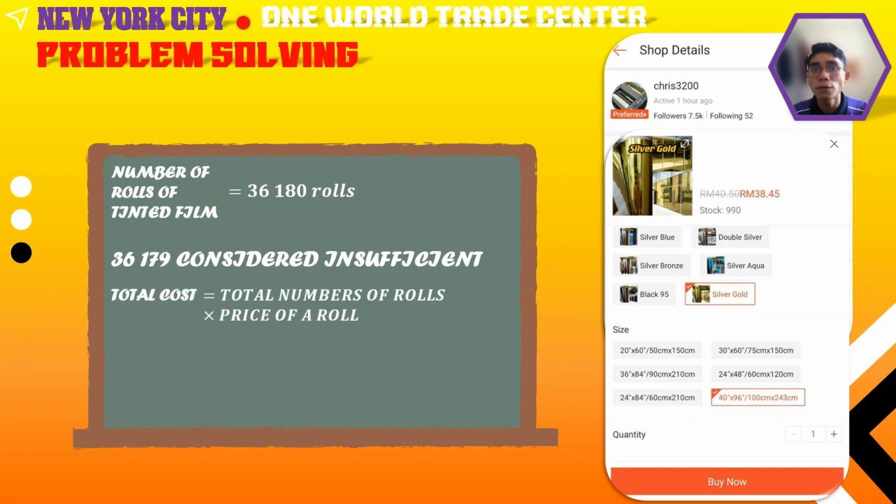Lastly, the total number of rolls that we need must be multiplied by the price of a roll of tinted film to find out the total cost of expenses that need to be incurred to change the color of the glass mirrors of the tower. So, 36,180 rolls times 38 ringgit 45 cents equals 1,391,121 ringgit. So that's all for the application of geometry in architecture.